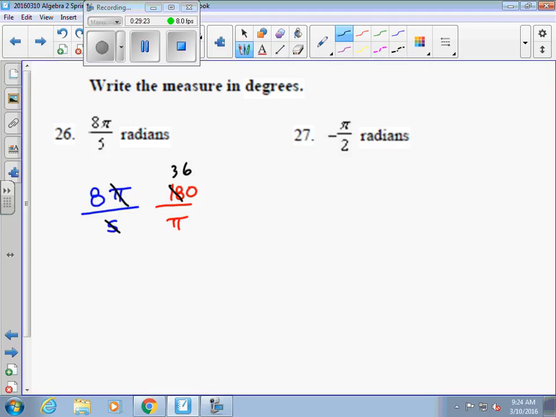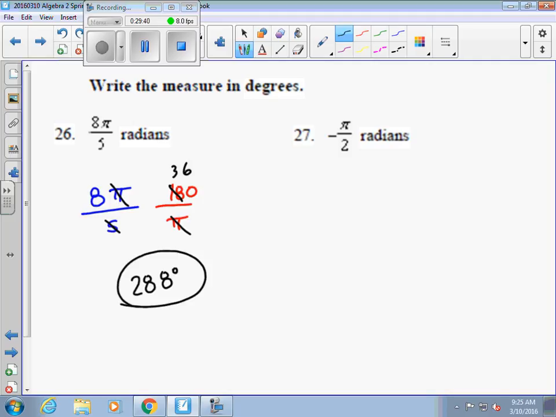So pi cancels out pi. Now all we simply have is the number 8 times 36. 8 times 6 is 48. Carry your 4. 8 times 3 is 24, plus 4 is 28. This is 288 degrees.